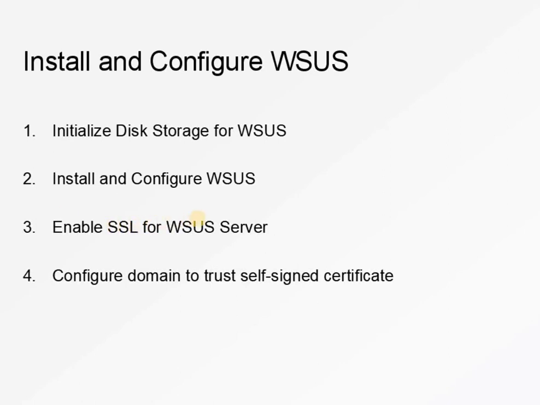We are now going to enable SSL for the WSUS server. This is the third task we are going to perform now, because for security reasons it is important that you enable secure socket layer for the WSUS server to encrypt web traffic between the server and the requesting clients. In addition, SSL verifies the identity of the WSUS server when the Windows Update client makes a connection to it. Okay, so let's go to the lab.